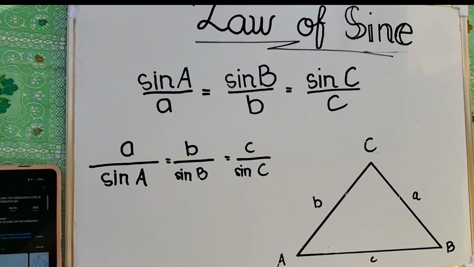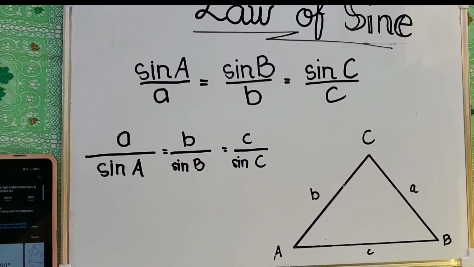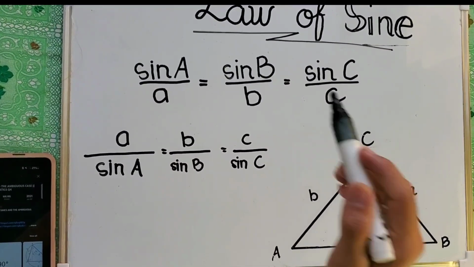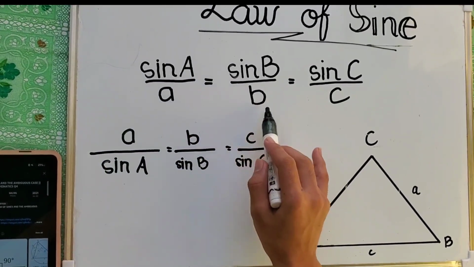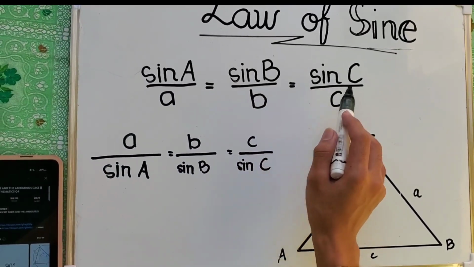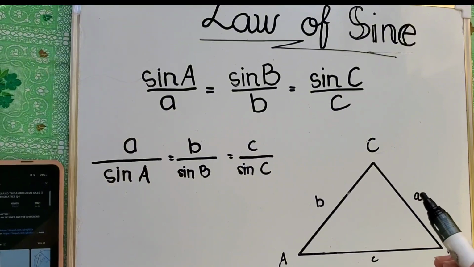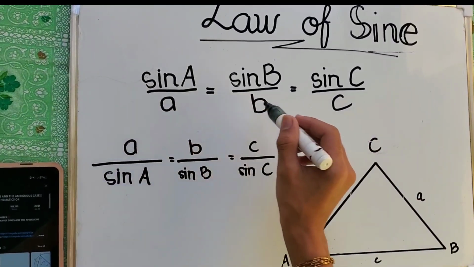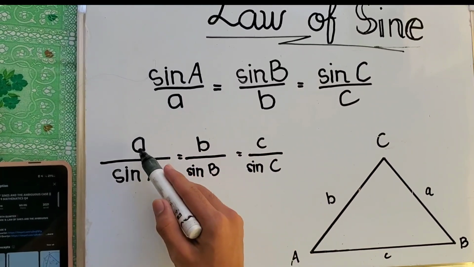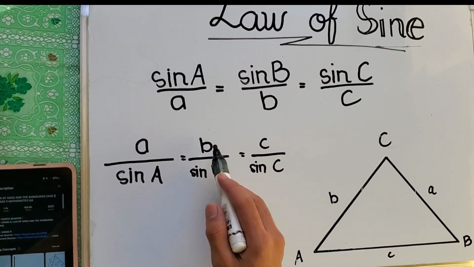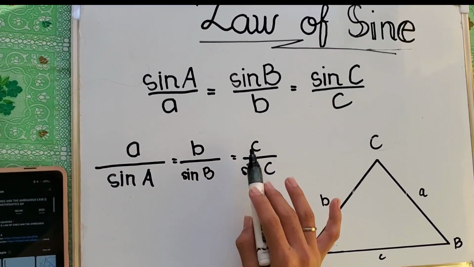In dealing with the law of sines, we need to remember our formulas, which is sine A over a is equal to sine B over b is equal to sine C over c. Bear in mind that we can also use these formulas in reciprocal form, just like a over sine A is equal to b over sine B is equal to c over sine C.